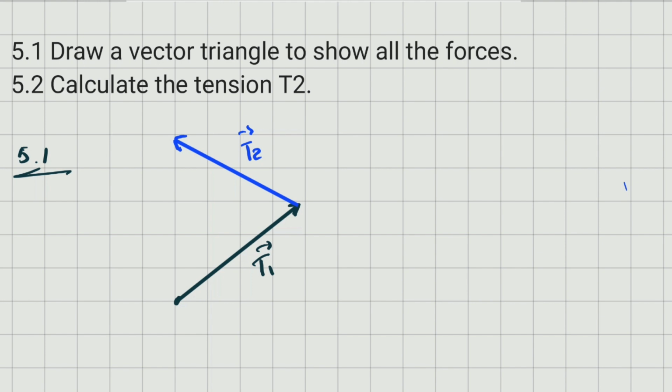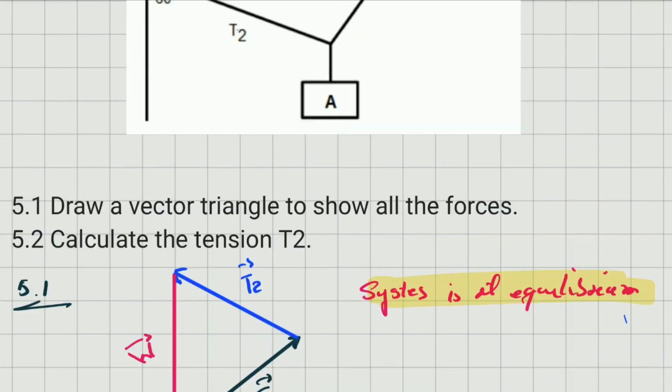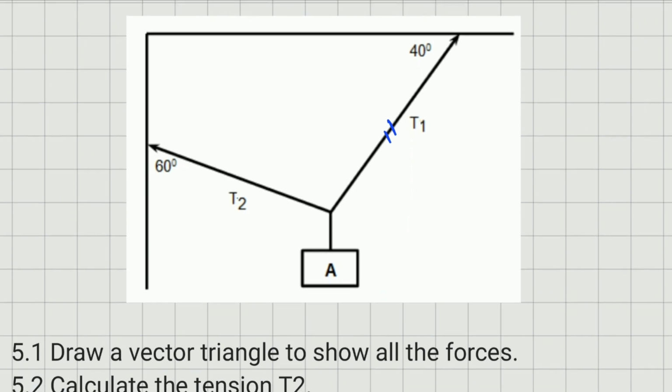And now the last one is the weight, which is pointing down. That is W, and as you can see, it is a closed triangle because the system is at equilibrium. Now calculate the tension T2. Now we're going to do a small analysis in this drawing quickly, and we did it before. They want us to calculate T2.